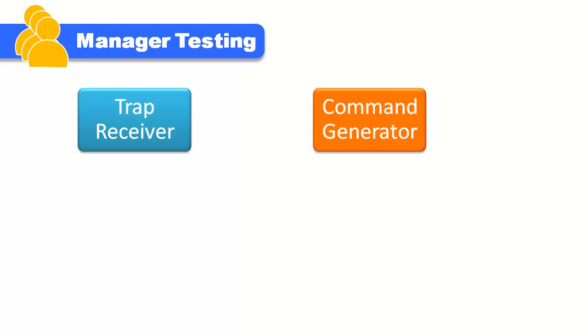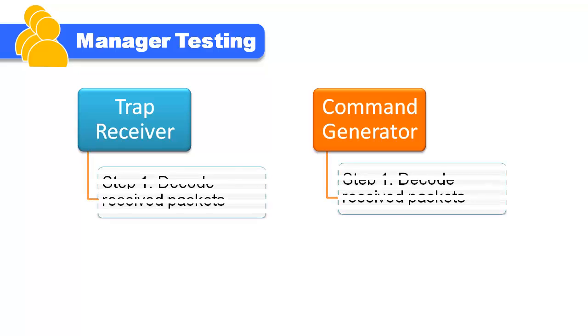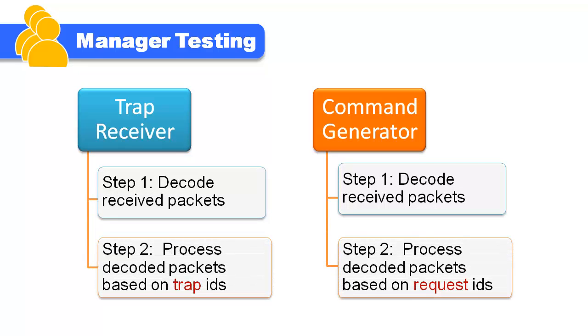An SNMP manager typically has two components, a trap receiver that processes any packets that come in on UDP port 162, and a command generator that sends SNMP requests and processes incoming responses. The work done by them can be considered to be made up of two steps. Step 1, decode the received packets. Step 2, process the decoded packets based on trap identifiers or request identifiers.